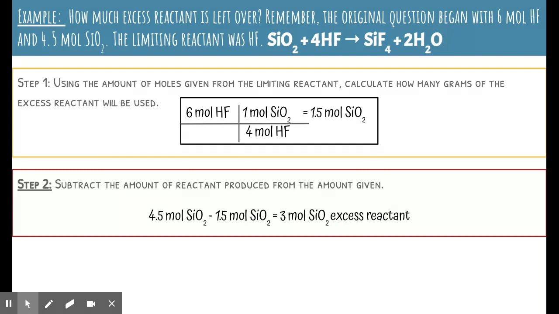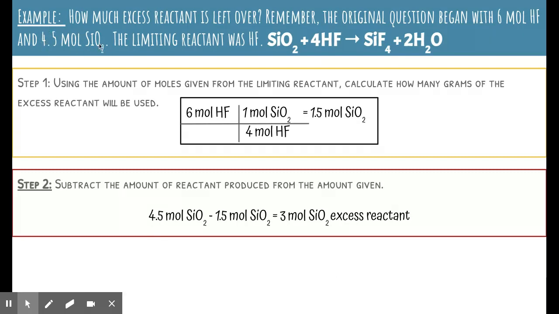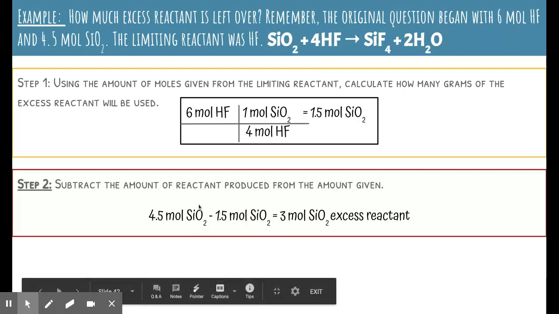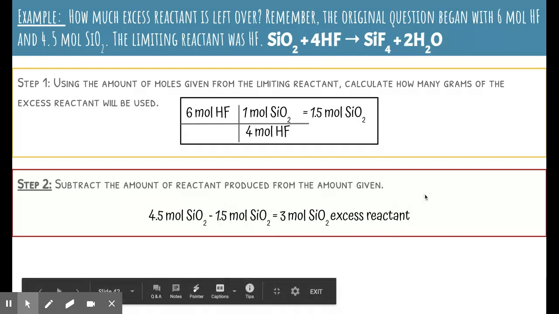We will subtract the amount of reactant used from the amount given. Okay, so in the original question, you started with 4.5 moles of silicon dioxide. If you're going to use up 1.5 moles of silicon dioxide in this reaction, you're going to subtract them. So you started with 4.5 moles, you're only using up 1.5 moles. So you're going to end up with 3 moles of silicon dioxide of excess reactant.